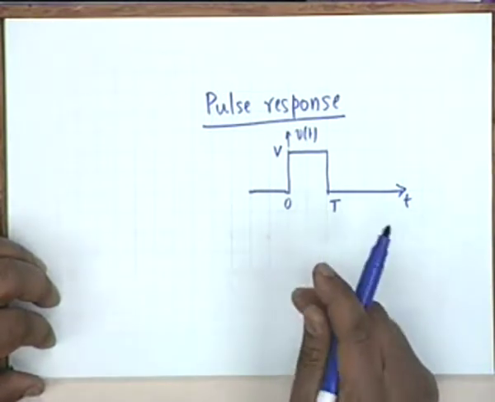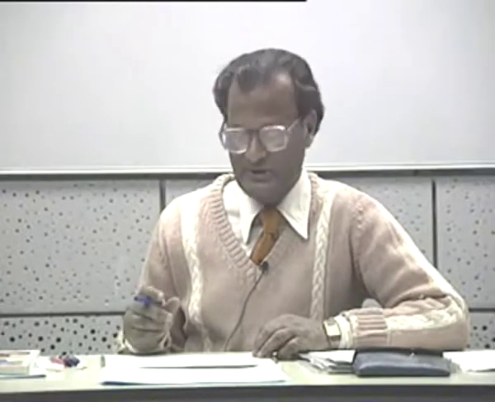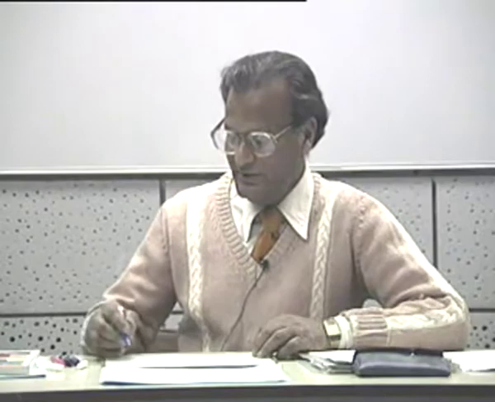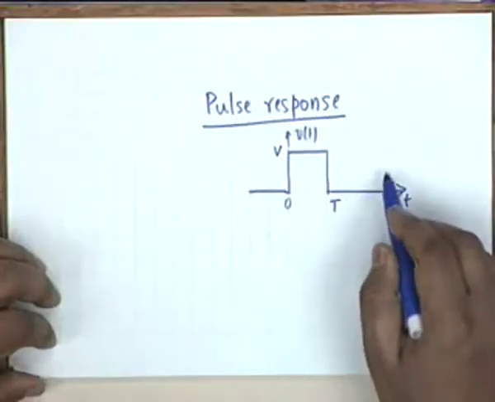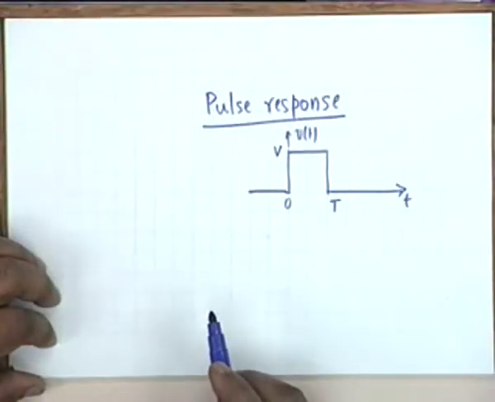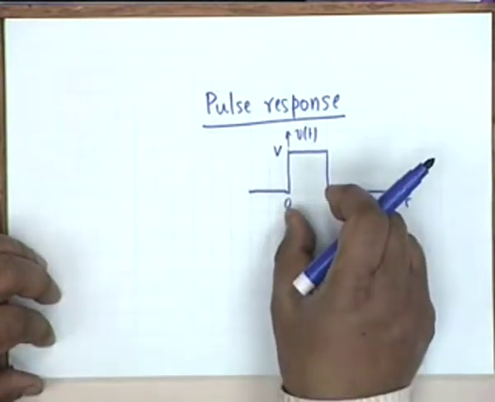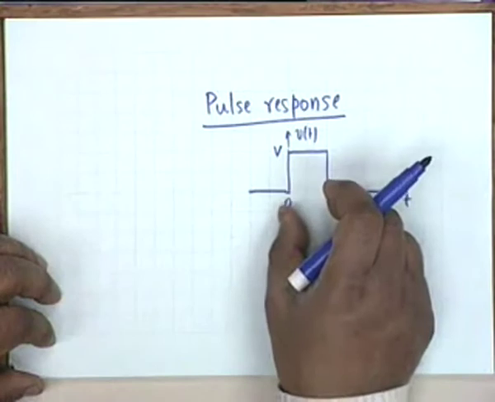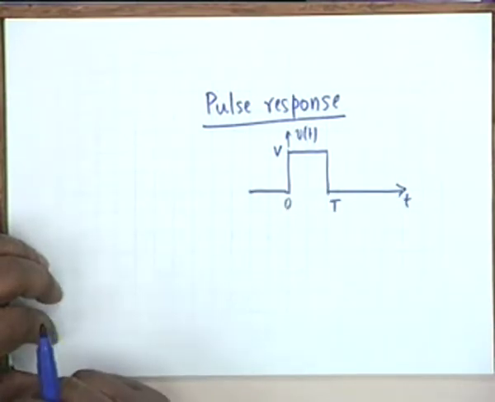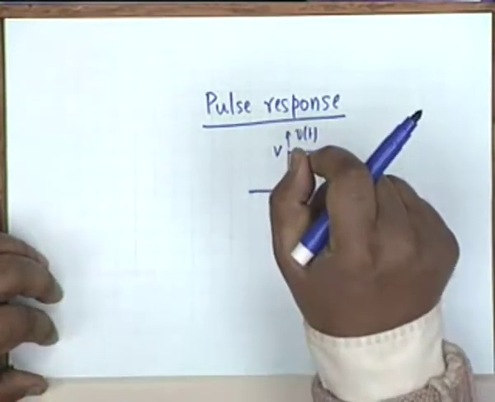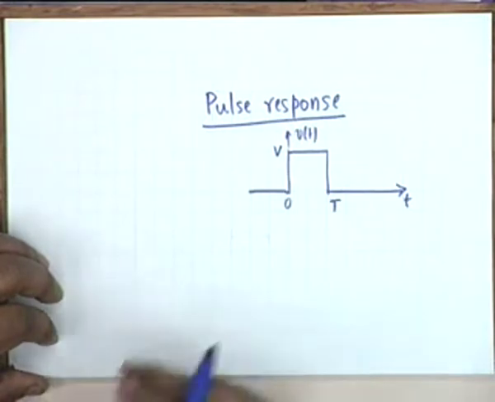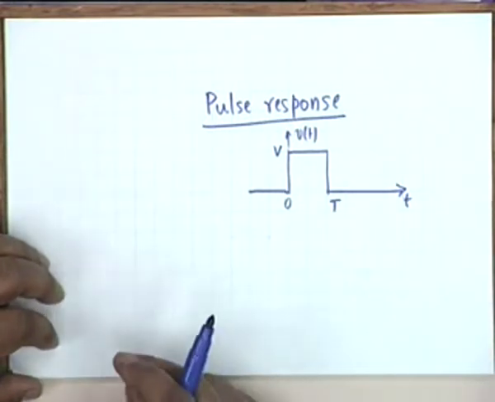Alright, this is called a pulse, and in the laboratory you get so called pulse generators, where you get not just one pulse, you get a repetitive pulse. Why do you require a repetitive pulse? Because if you wish to see the response of an electrical circuit to such an excitation on the oscilloscope, then you have to repeat this. So you get a repetitive pulse generator.